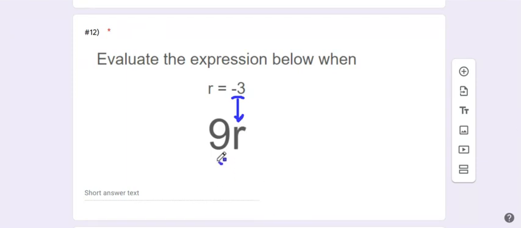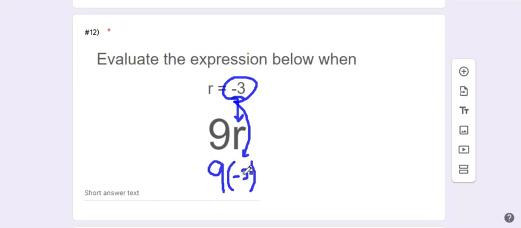So let's set this problem up. I have 9, and then next to it, I have an r. But instead of writing the r, I'm going to put parentheses, right? This is step 1, I set it up. Step 2, I plug in. So I'm going to plug in what r is equal to. I'm going to plug that in right there. Okay, that's step 2. Step 3, I evaluate by following order of operations.